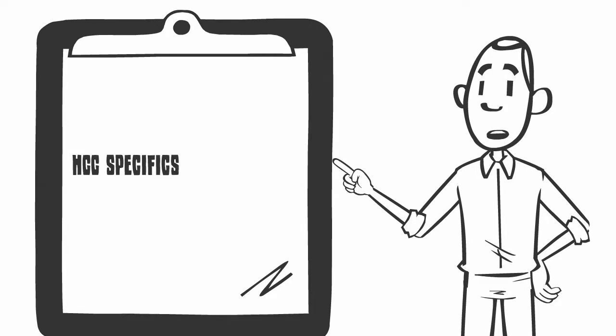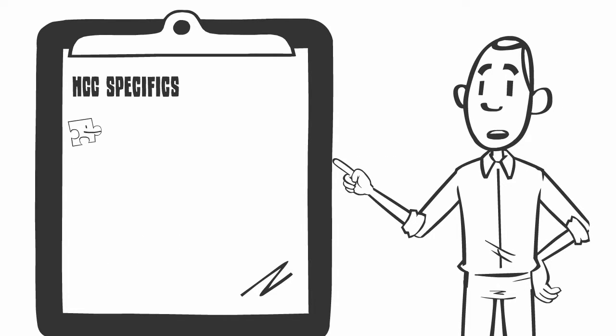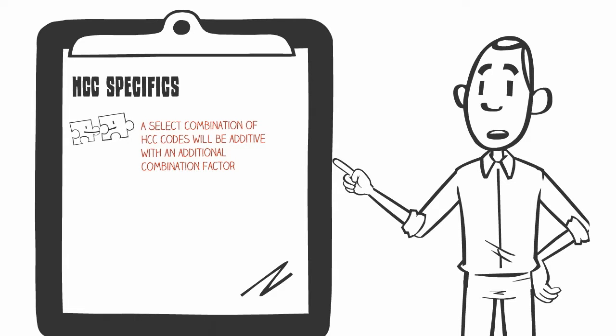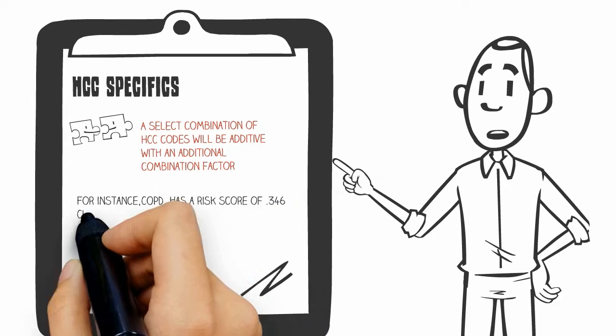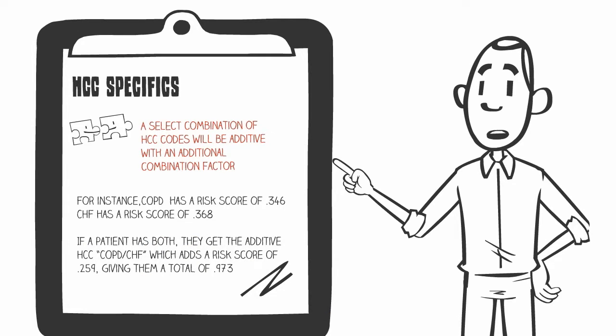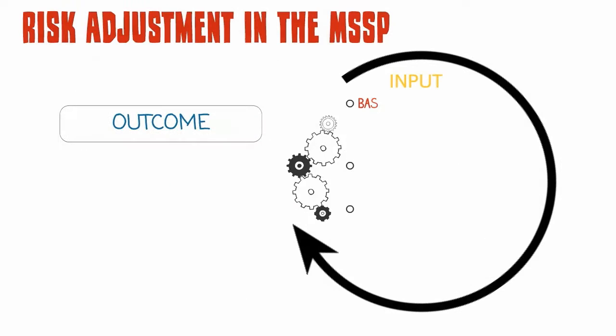These special HCCs add an additional risk score. For instance, COPD has a risk score of 0.346, CHF has a risk score of 0.368. If a patient has both, they get the additive HCC, namely called COPD/CHF, that gives them an additional risk score of 0.259 for a total of 0.973, much higher than the original risk scores.